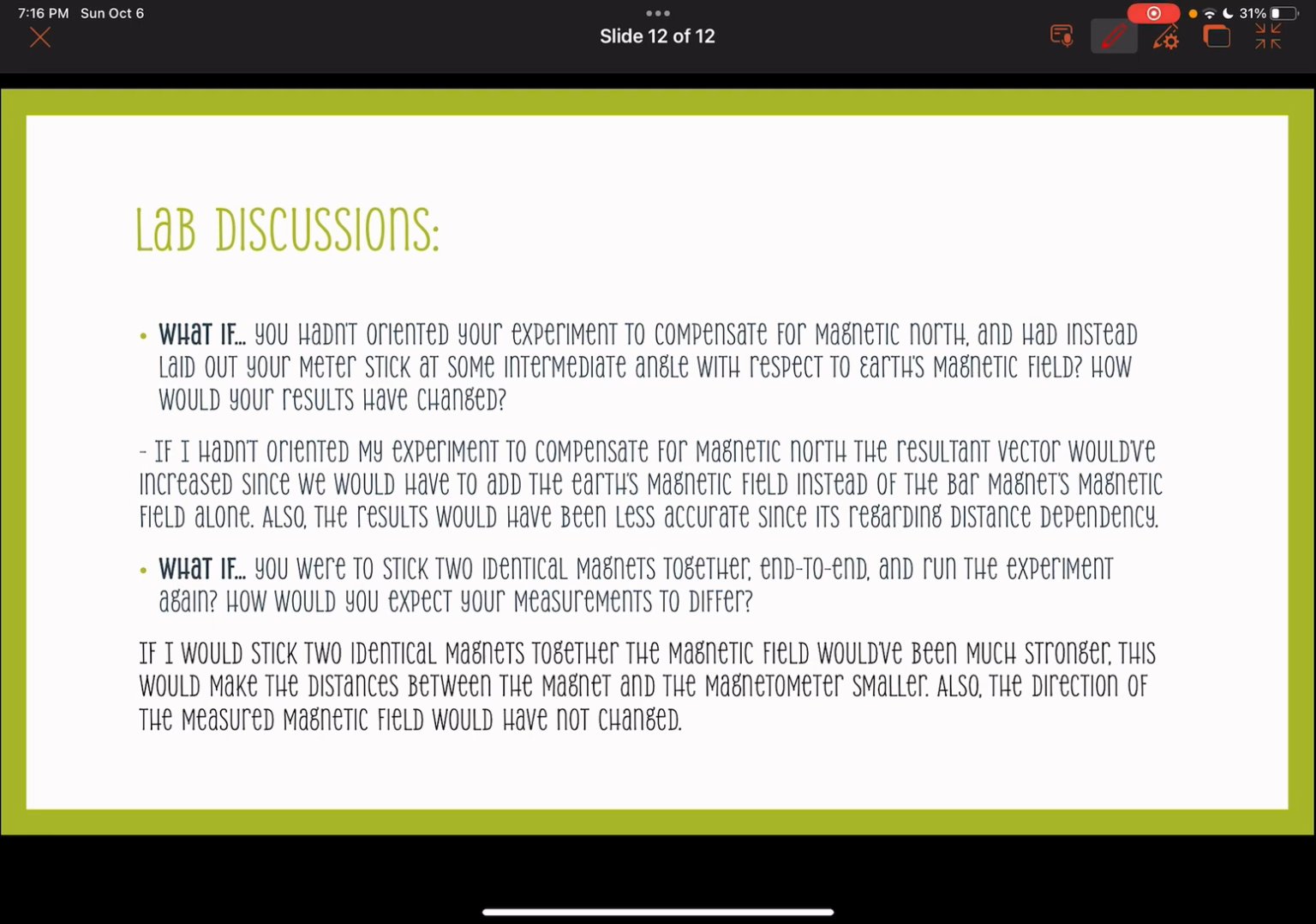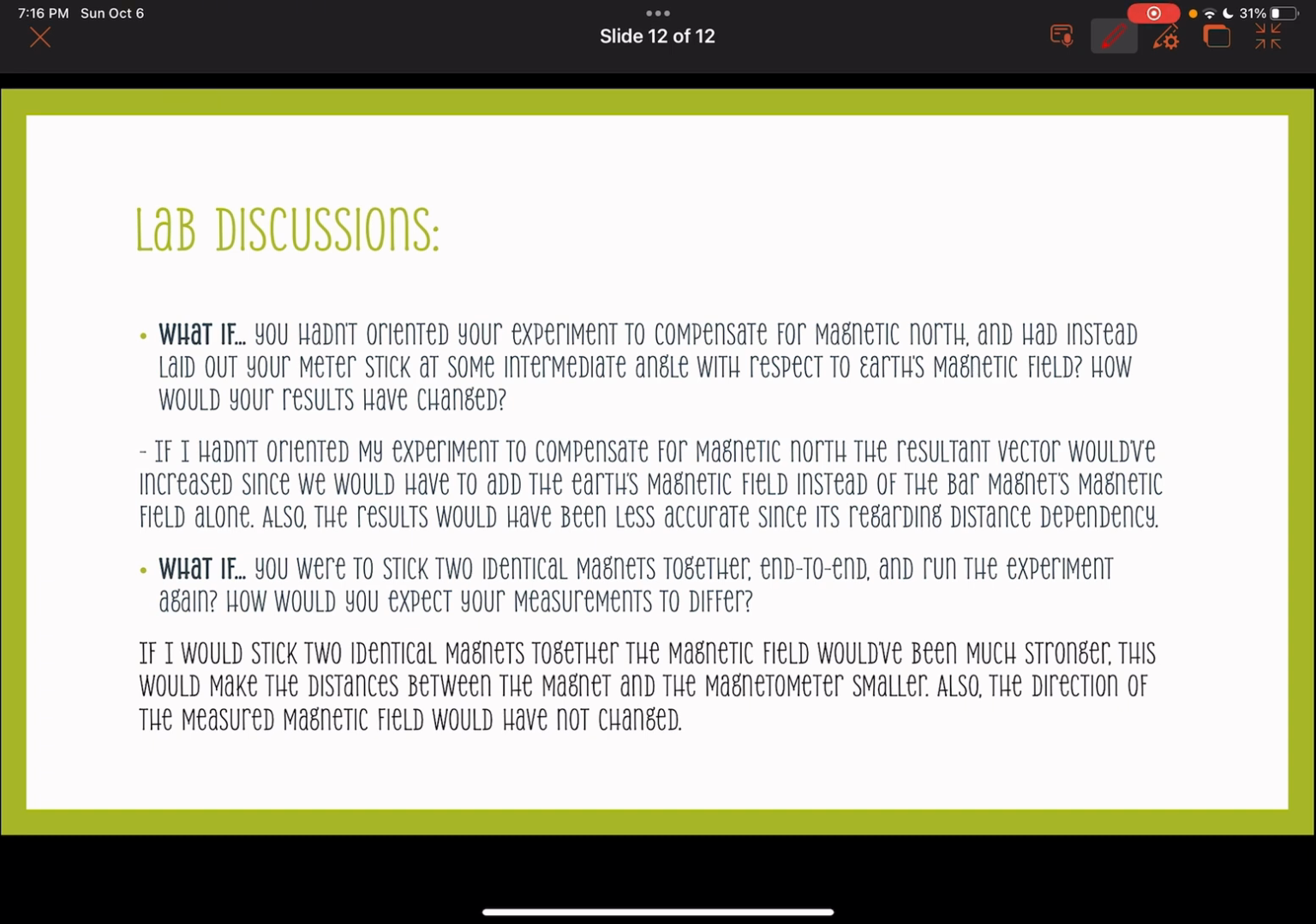And then this is our lab discussion. The question is, what if you hadn't orientated your experiment to compensate for the magnetic north? If I hadn't orientated my experiment to compensate for the magnetic north, the resultant vector would have increased, since we have to add Earth's magnetic field instead of the bar magnet's magnetic field alone. Also, the results would have been less accurate, since it's regarding distance dependency.